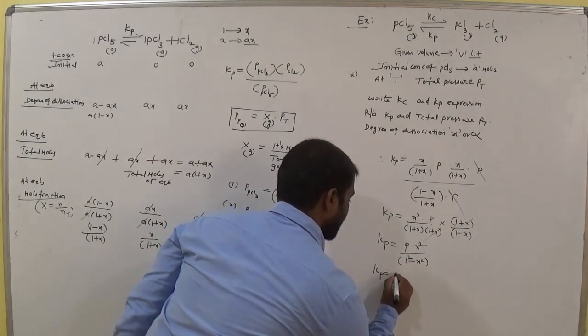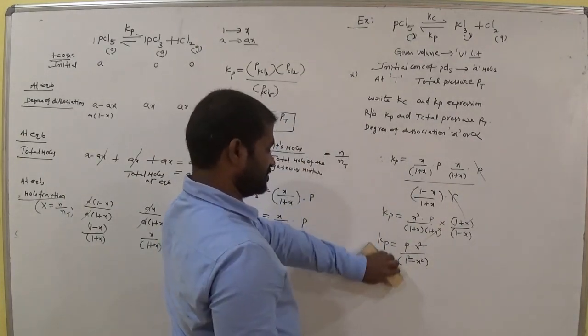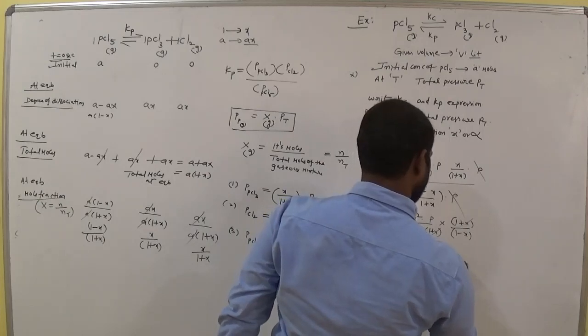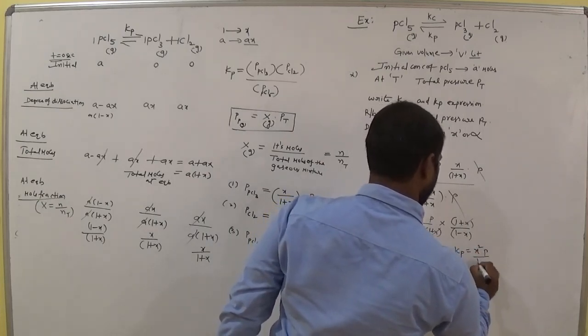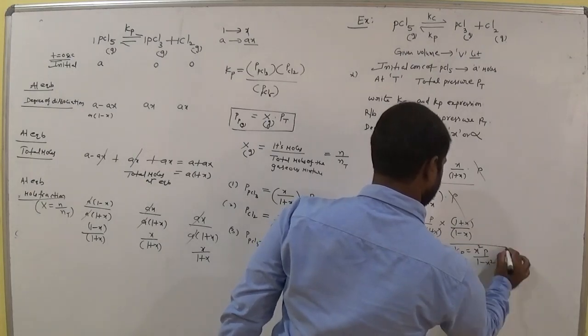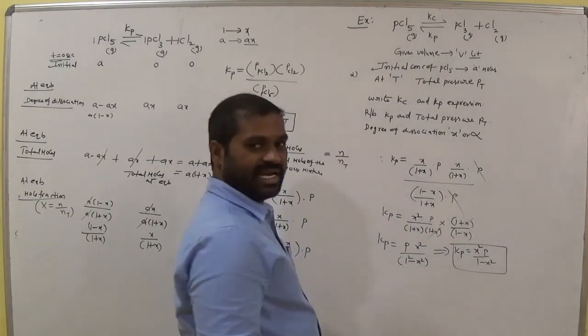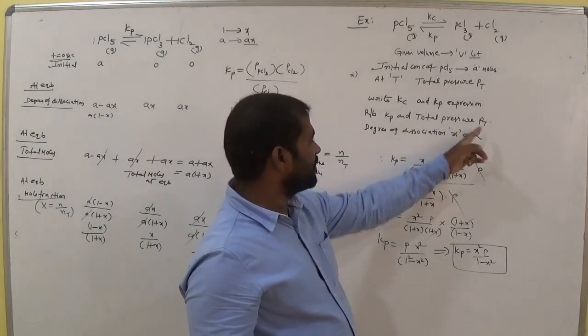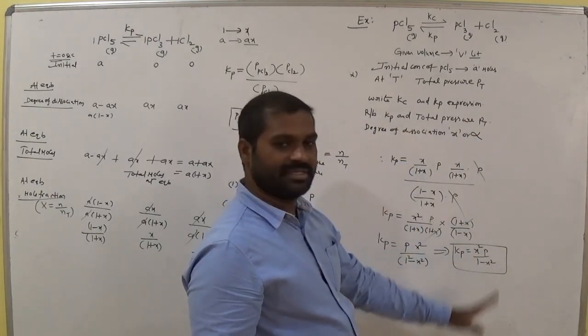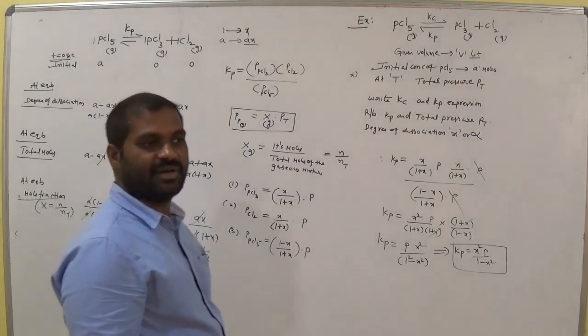That means Kp equals, finally Kp equals X square P by 1 minus X square. This is the relation between Kp and total pressure P. PT or P. Is it clear, all of you?